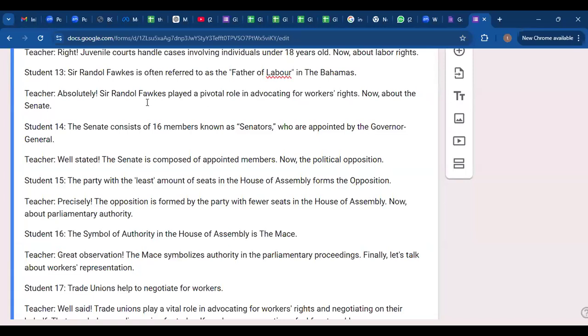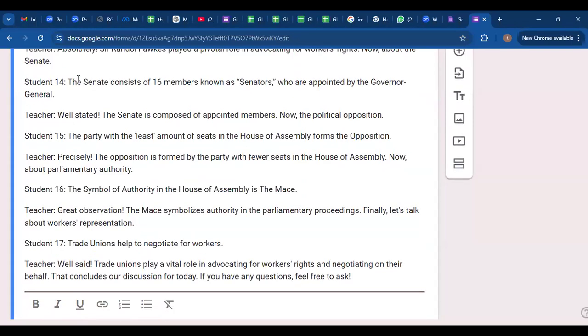Now about the Senate. The Senate consists of 16 members known as senators who are appointed by the Governor General. The teacher well stated the Senate is composed of appointed members.